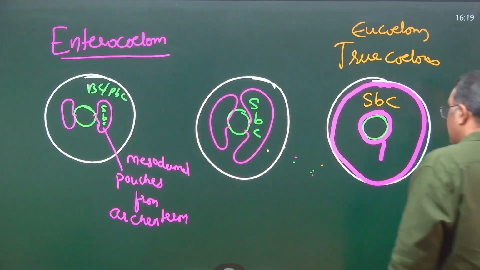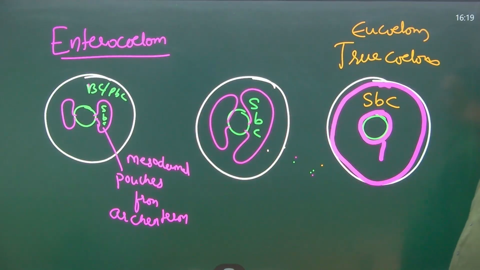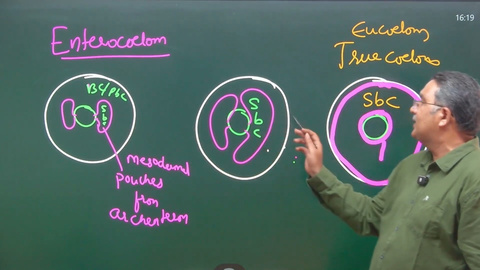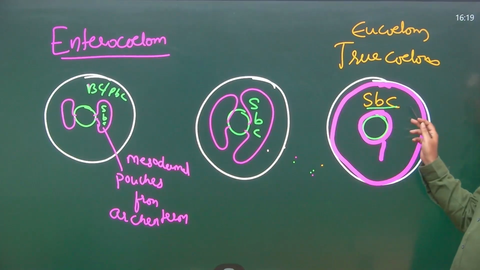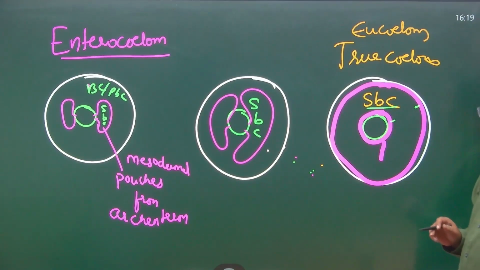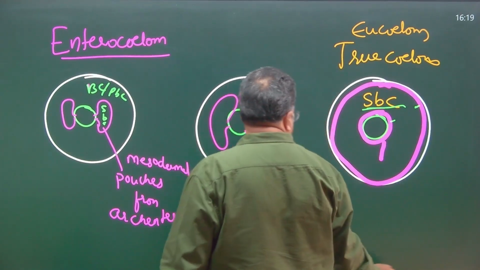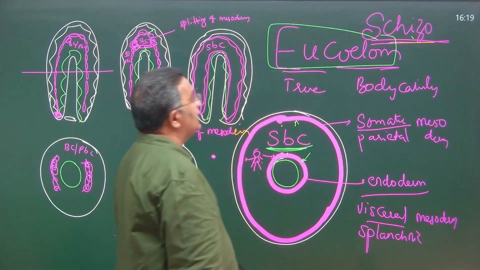Next, enterocoelom. How does the secondary body cavity appear? From the pouches of archenteron, and finally we have lining on both sides. That's why I can say this is also a true body cavity. Examples we have in the chart.